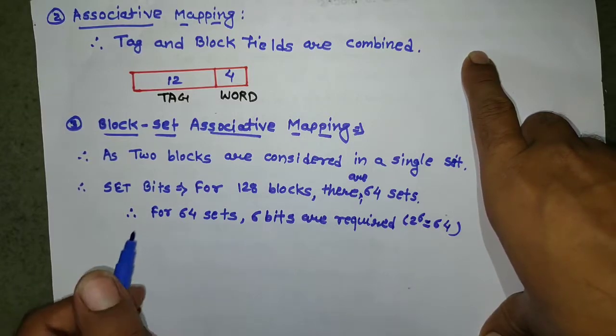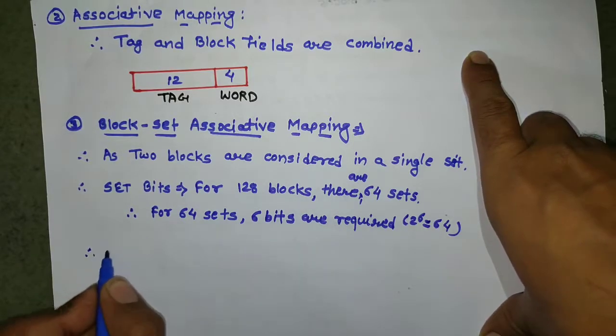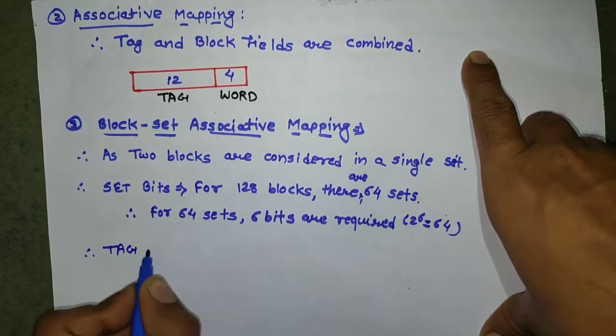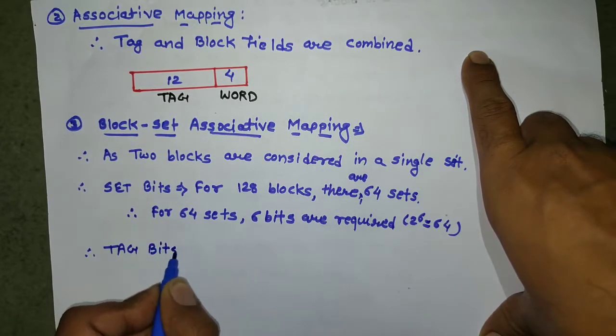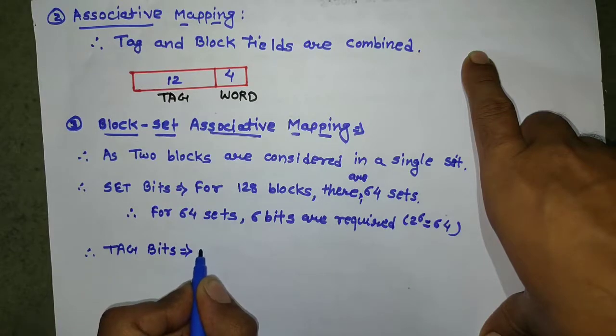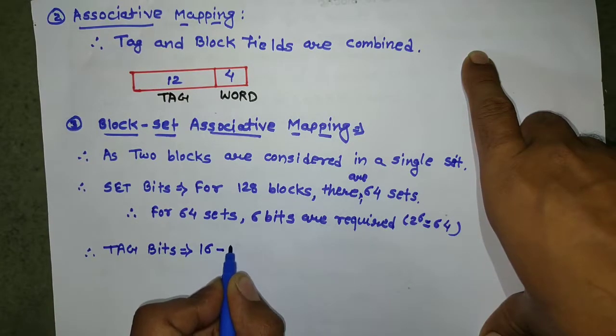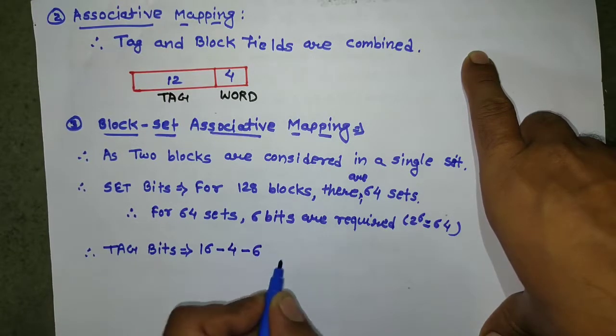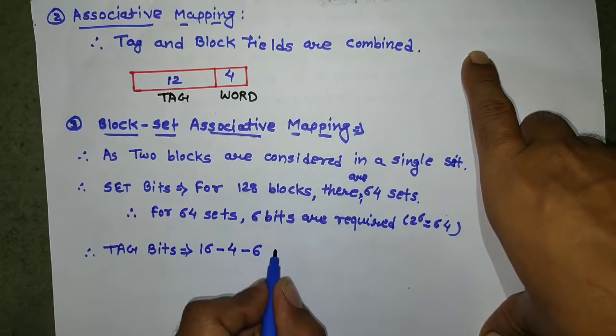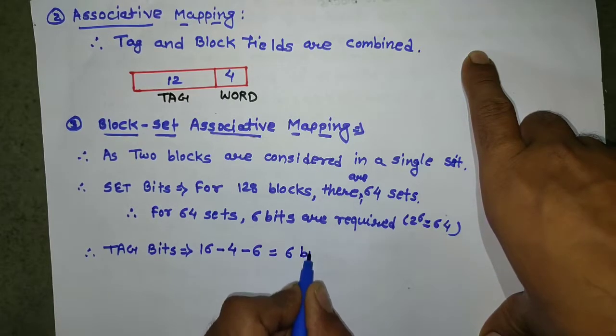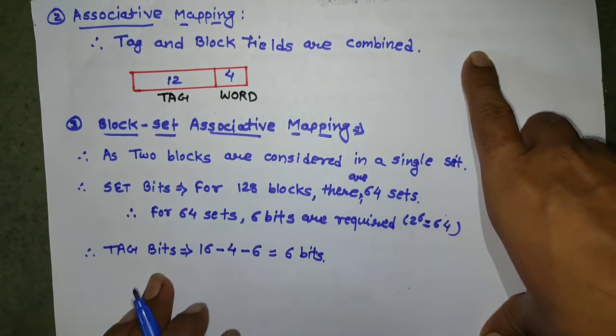One field is still remaining, that is the tag field. The same simple method we will use. So tag bits equal the total number of bits in main memory, 16, minus word bits 4, minus 6. So 16 minus 4 minus 6 equals 6 bits. So tag bits will be 6 bits.